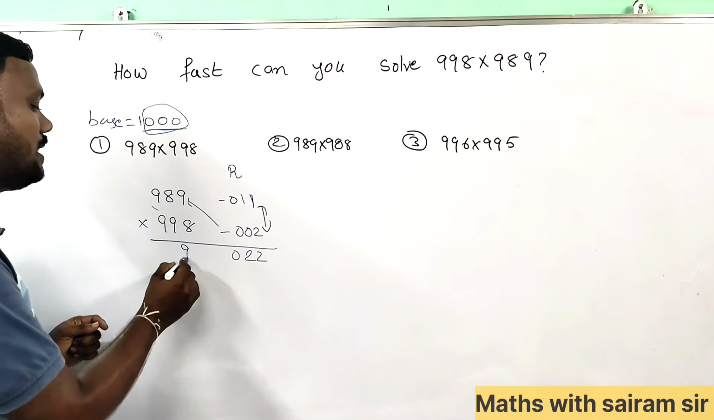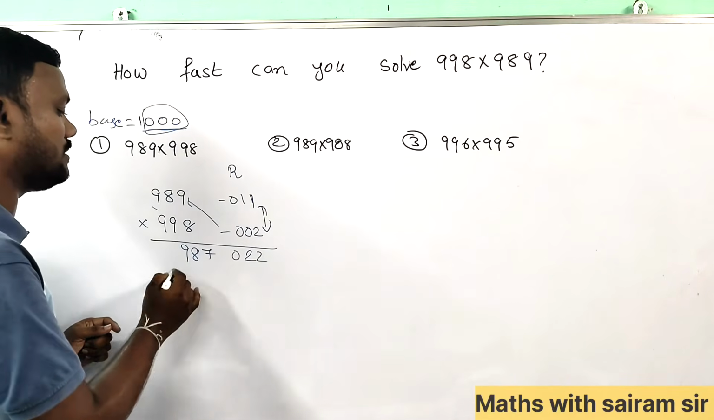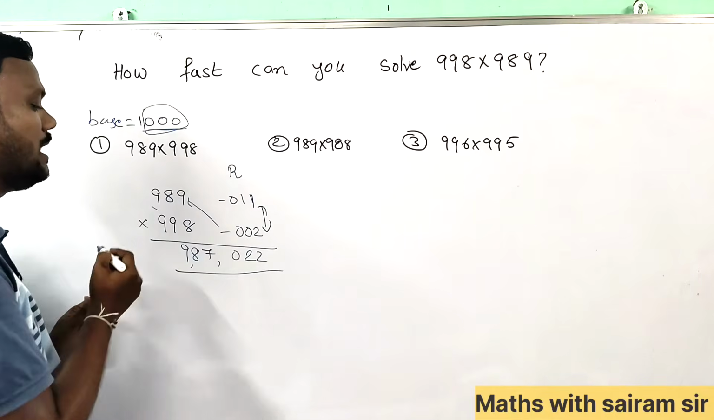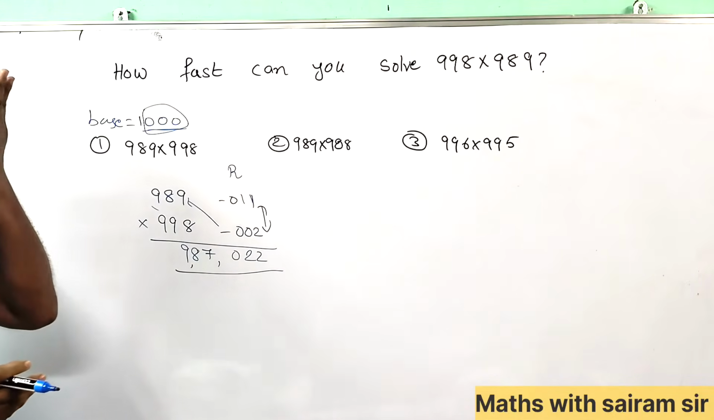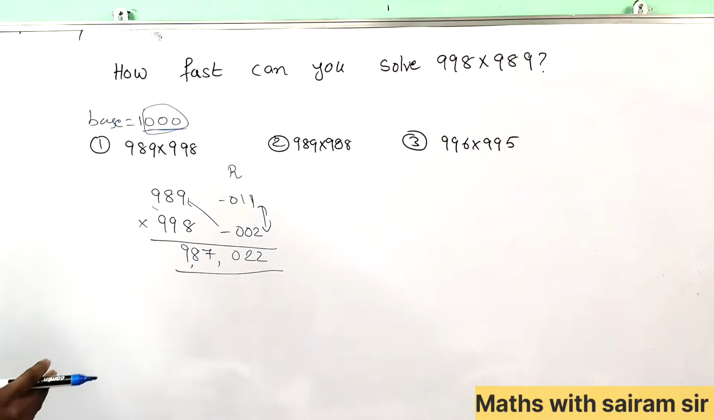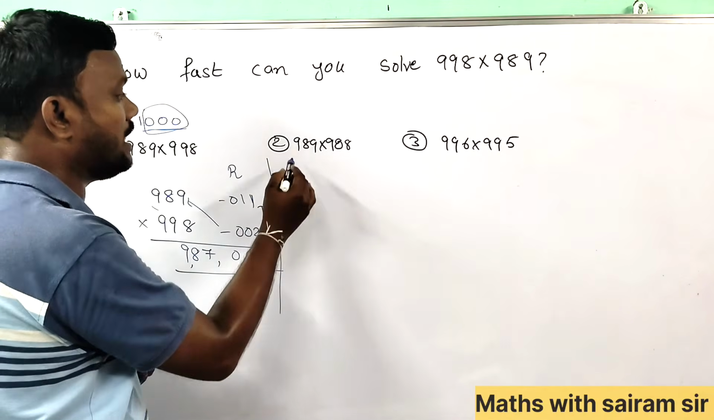989 minus 2, 987. This is our answer. Our answer is 9,87,022.